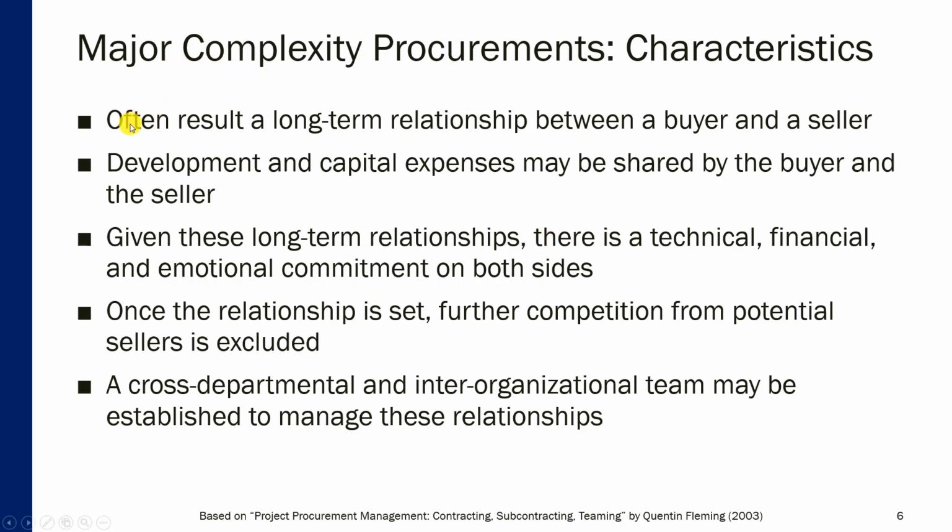Major complexity procurements often result in a long-term relationship between a buyer and a seller. Those types of procurements require a significant investment of time and resources. That's why it has to be a formal long-term relationship where there's a contract that says, okay, we agreed to work together until we get it done, or for the next 5 years or something like that. Otherwise, if one party drops out, there'll be a huge loss on both sides, not only on the side of the party that decided to quit the relationship, but also on the side of their partner.